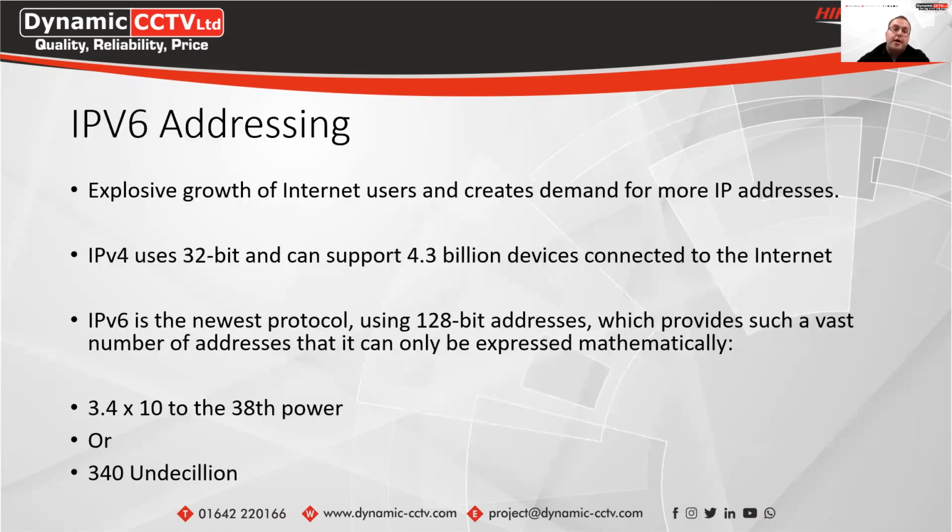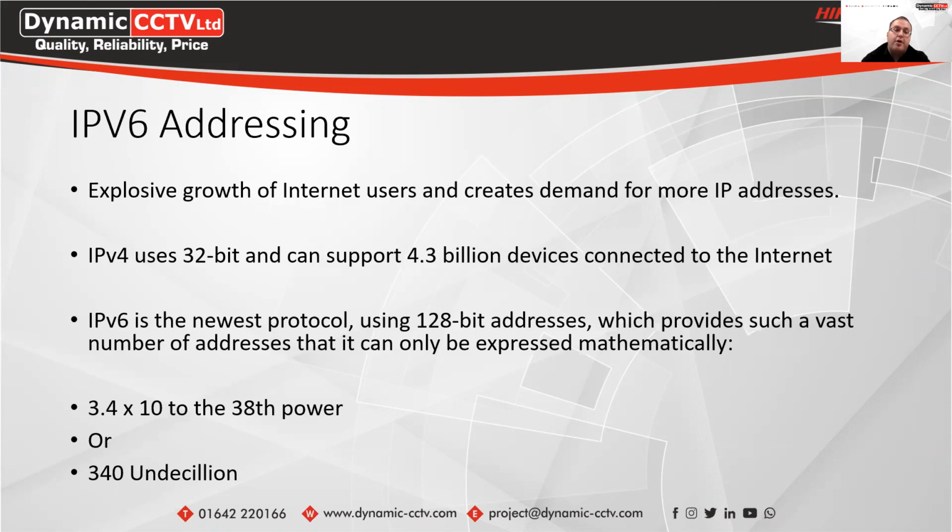Now, we did mention IPv6 addressing. So currently 192.168.200.202 would be classed as an IPv4 address. So it has 4 octets that are broken up for the IP address. IPv6 has been created just due to the sheer growth of internet users, and it's creating more and more demand for more IP addresses. So IPv4 uses 32-bit and can support up to 4.3 billion devices connected to the internet.